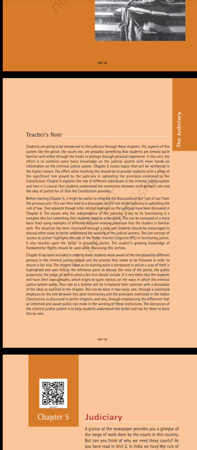It is very likely that the students will have their own opinions, which might be quite cynical, on the ways in which the criminal justice system works. Your role as a teacher will be to balance their cynicism with a discussion of the ideal as outlined in the chapter. This can be done in two ways. One, through a continued emphasis on the link between this ideal functioning and the principles enshrined in the Indian Constitution as discussed in earlier chapters, and two, through emphasizing the difference that an informed and aware public can make in the working of these institutions.